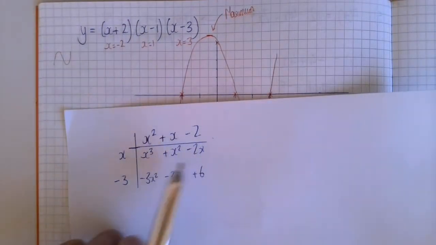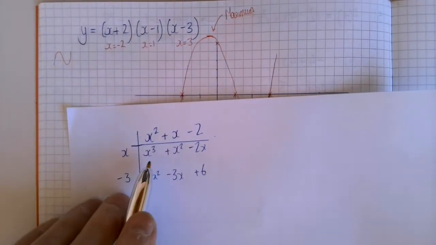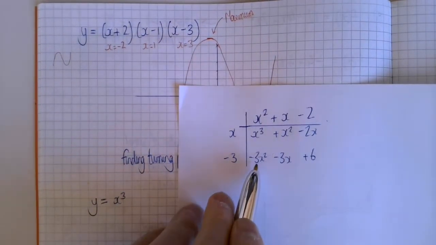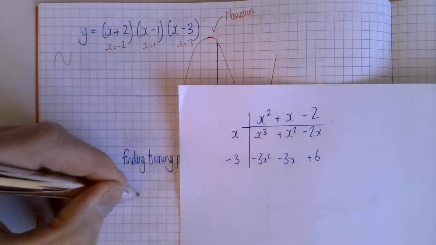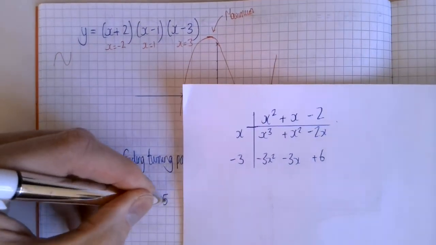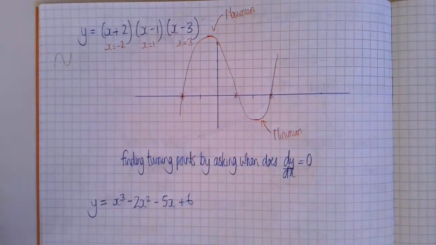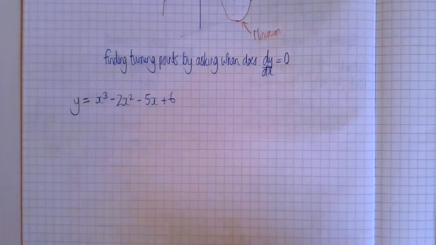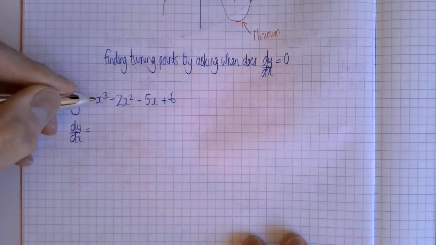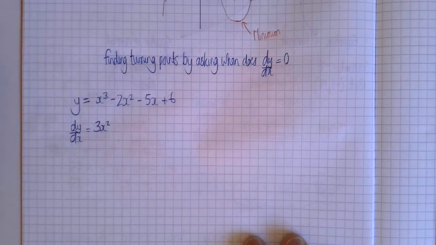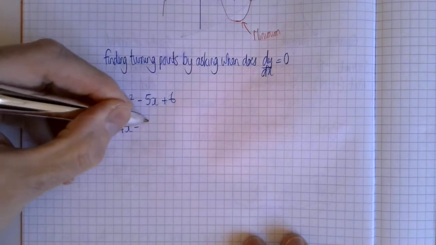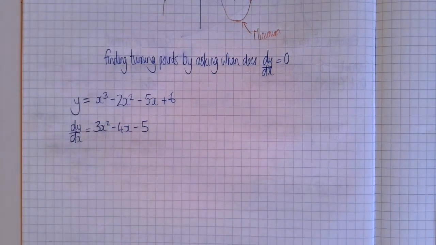Okay, so I multiplied the first two brackets and then multiplied by x plus 3, so that gives me x cubed, -3 plus 1, so that's -2x squared, minus 5x plus 6. So I can now differentiate this. So dy by dx, 3x squared, multiplied by the power, reduce the power by 1, minus 4x minus 5, 6 disappears.